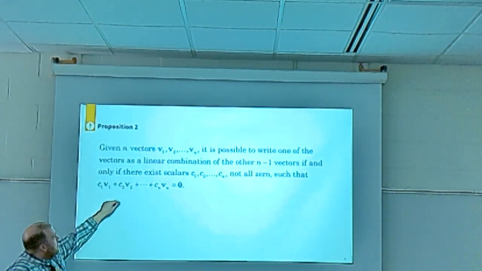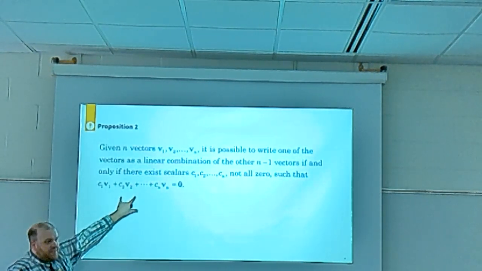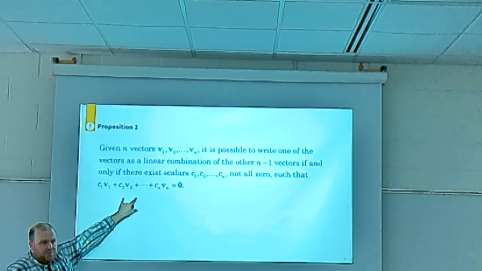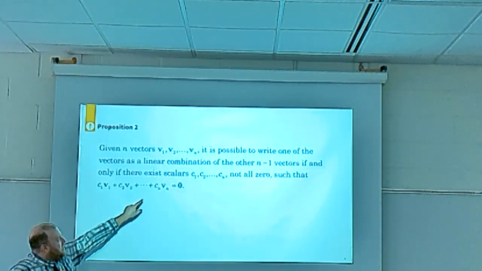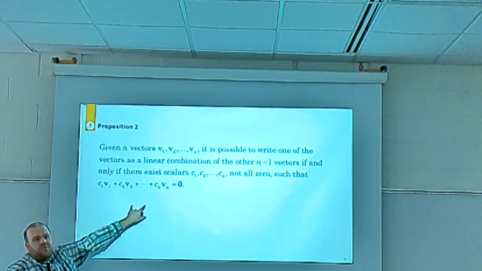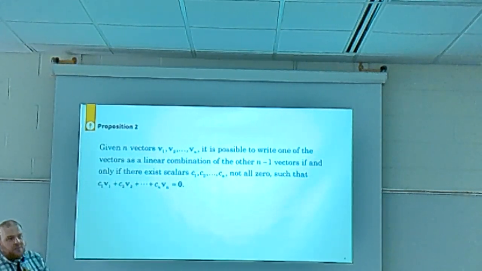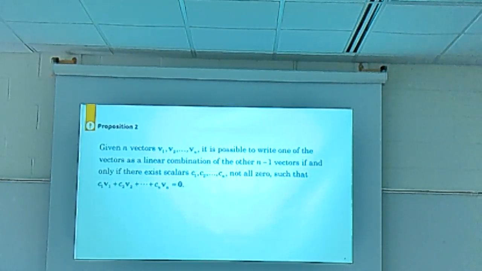Well, one of the vectors would be a linear combination of the other ones whenever this system has a non-trivial solution. Right? That's what it means for not all the scalars to be 0. c1, c2, etc. are real numbers, right? They're just some constants. For our purposes, real numbers. In general, any number from the field that you're working in.